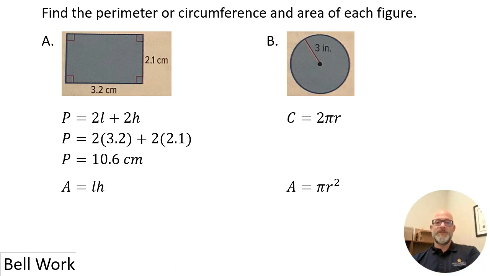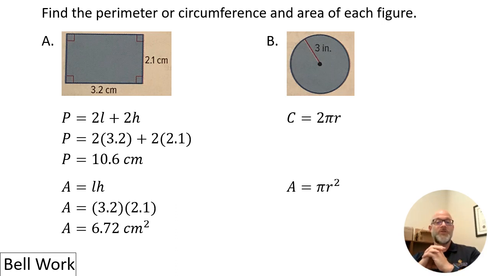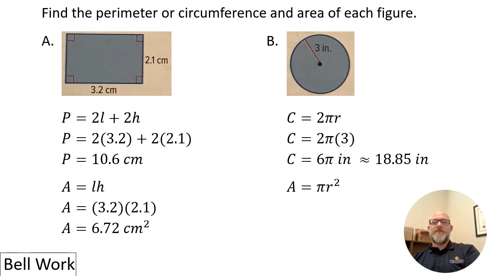Perimeter is one-dimensional, so centimeters. Area, plug and chug, you get 6.72 centimeters squared. Area is always two-dimensional. It exists in R2. Circumference, plug and chug, you get 6 pi inches, which is approximately equal to 18.85 inches. One-dimensional perimeter is always in R1.